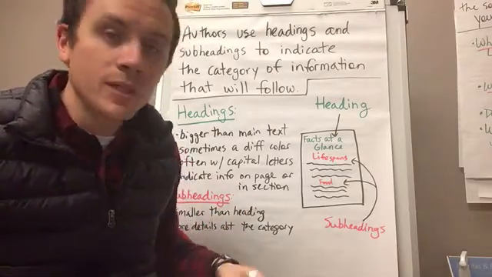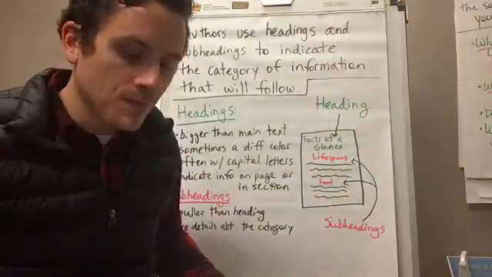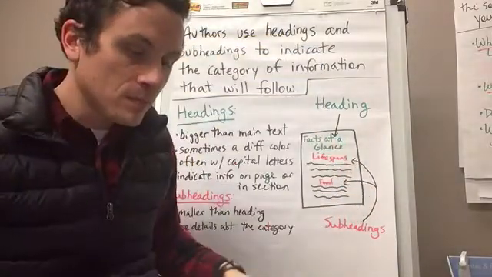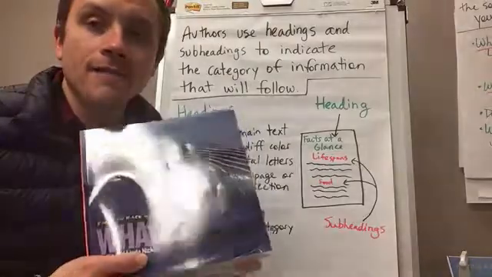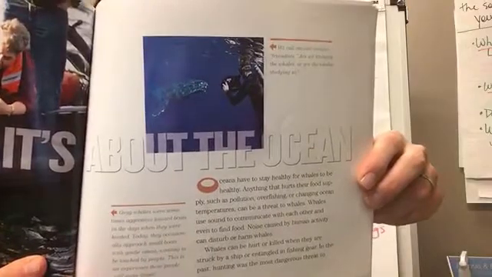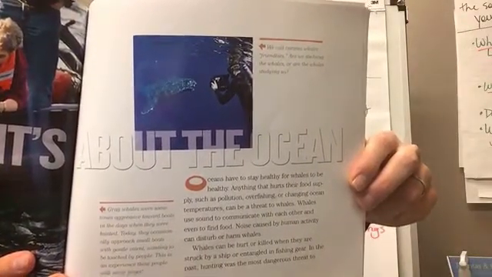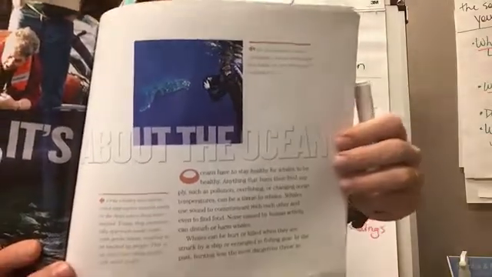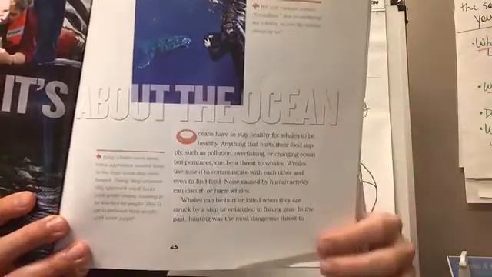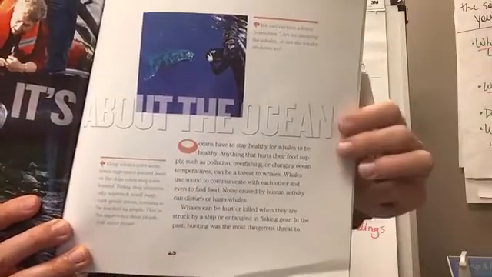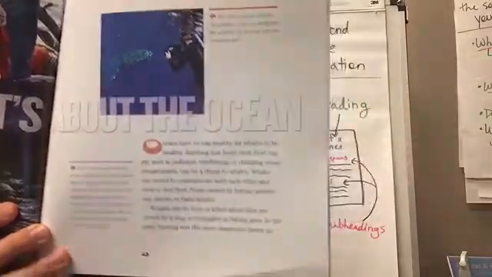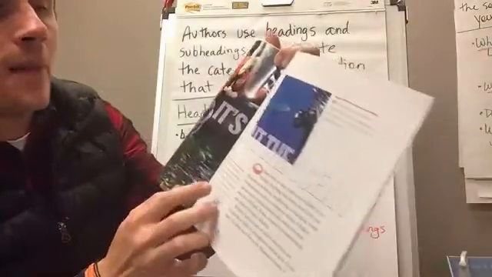Okay, today we will use two texts, Face to Face with Whales, as well as Fly High, the story of Bessie Coleman. Now we're going to look first at Face to Face with Whales. I'm going to turn to page 23, and I want you to notice, what do you notice about this print toward the top? This heading up here. How is it different from the rest of the print on the page? Yes, the large print near the top of the page is called a heading. Now the heading is about the ocean.